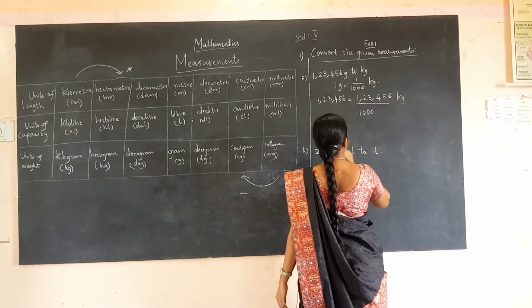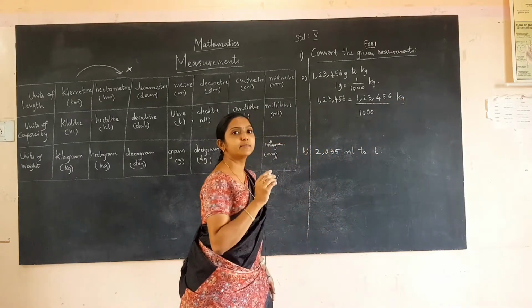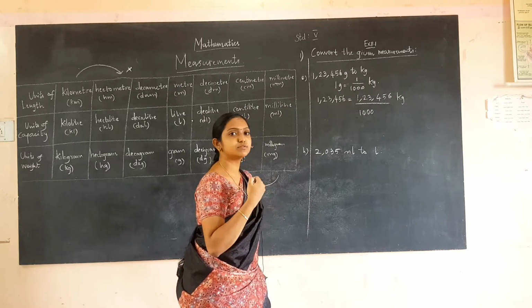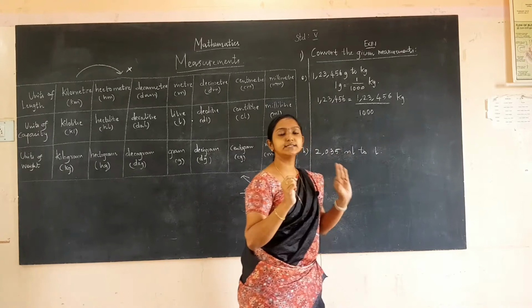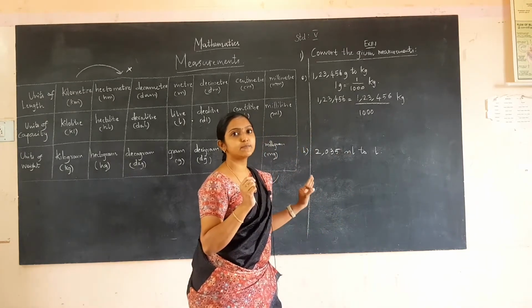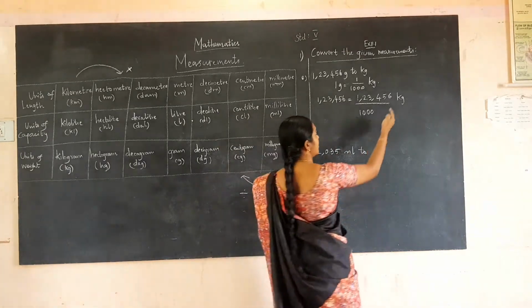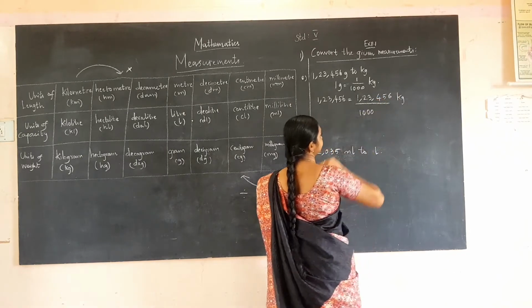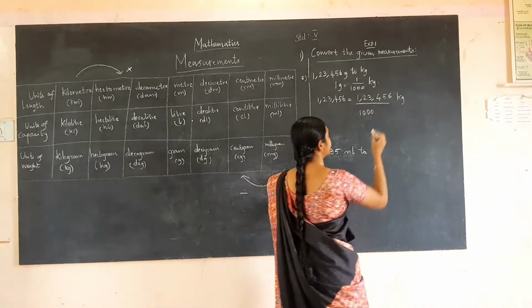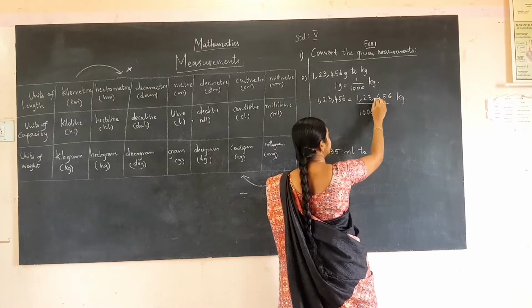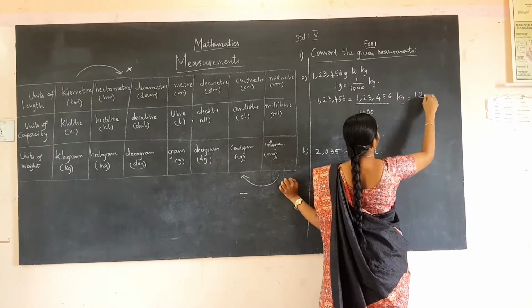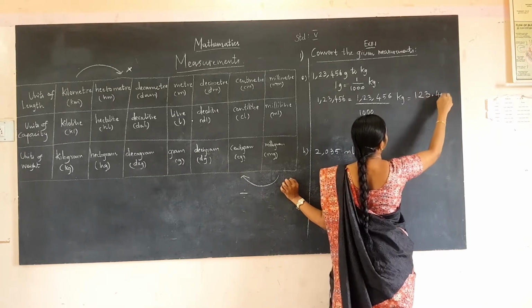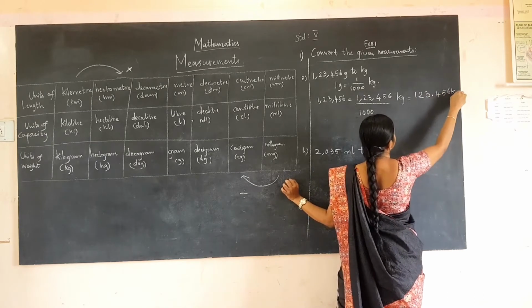We have already learned how to divide numbers by 10, 100 and 1000. We just have to move the decimal point. We have 3 zeros, so we move the decimal point 3 places: 1, 2 and 3. Here will be the decimal point. That is 123.456 kilogram.